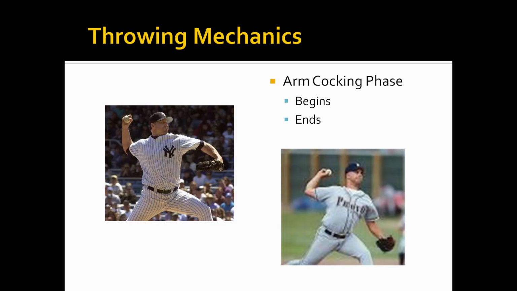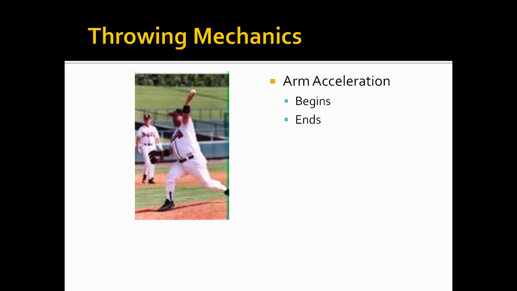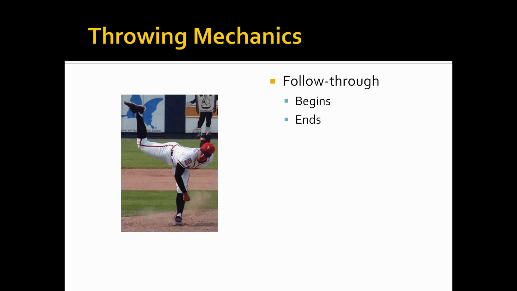Arm cocking phase is when your arm comes back and you're literally cocking it up, ready to go. This starts when your foot touches the ground and your pelvis starts to turn, and it stops once you reach as far back as you can go in external rotation. Then arm acceleration, pretty straightforward: your arm starts to accelerate forward. It starts when you hit maximal external rotation and stops when you internally rotate. Then you have your follow through, or arm deceleration. This starts right when your arm is completely internally rotated and ends when you regain balance.